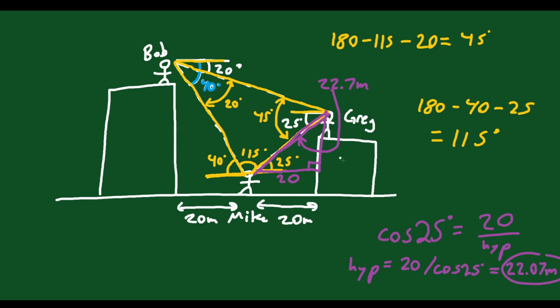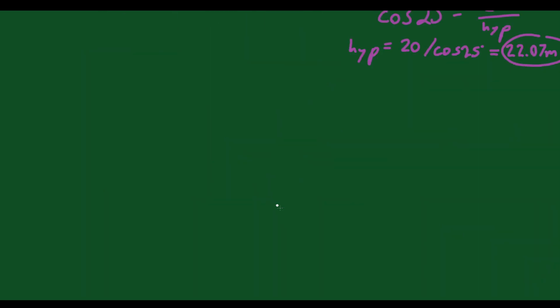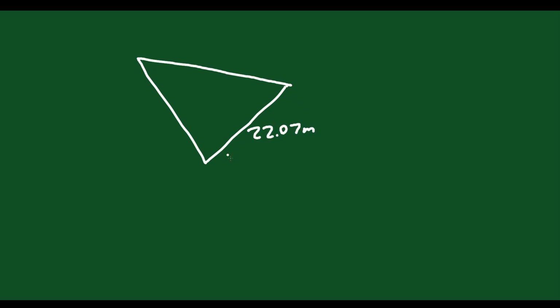22.07 meters. Now what I would like to do is draw this from scratch, just our triangle, because it is getting messy. So come down here. We'll draw our triangle just like this. Again, we just found out this is 22.07 meters. That's this length. I know this is 115 degrees. I know this is 45 degrees. And I know this is 20 degrees. And I'm looking for x, right? I'm looking for this length here. I'll call that x.